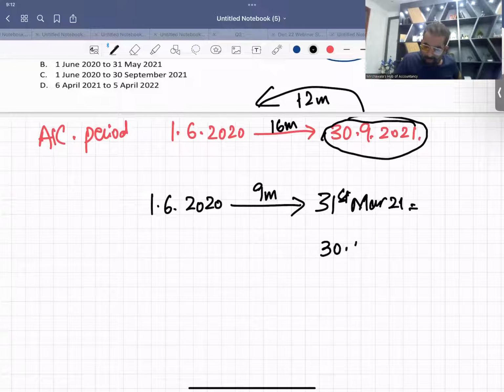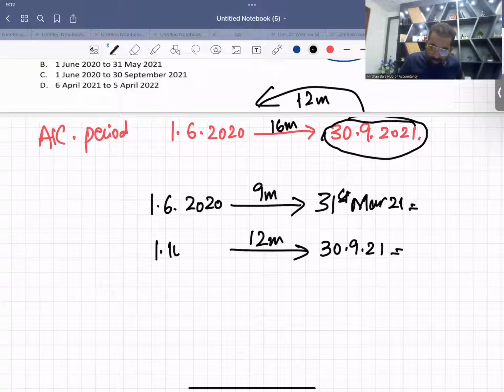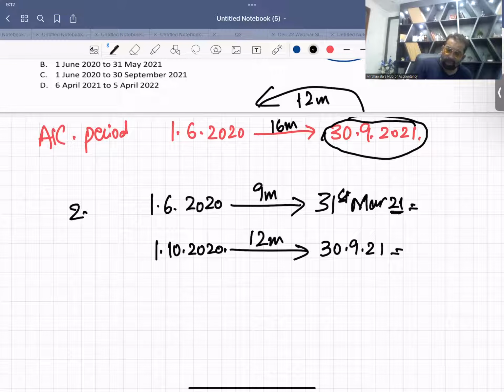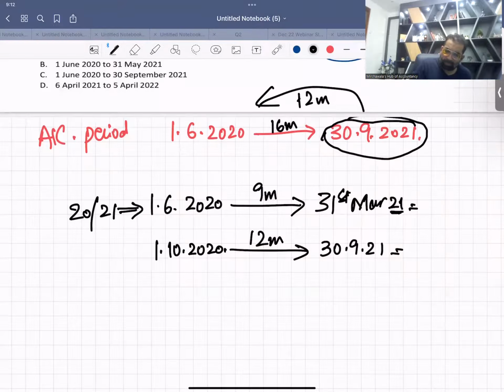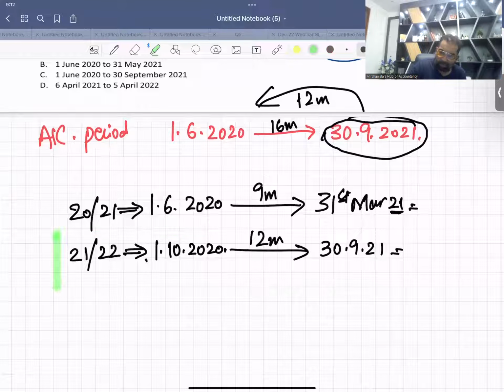So this is 31/3/21, and you will go 12 months back. So it will be 1/10/2020. Okay. Now write the names of the fiscal year. As this is ending in 21, so this is 2021, and this is 21/22. Now you tell me what the examiner is asking from you.